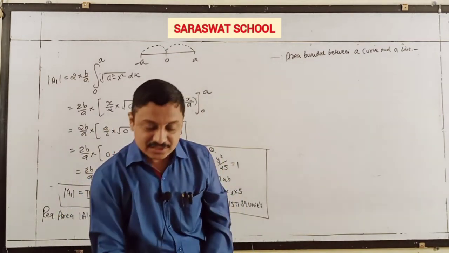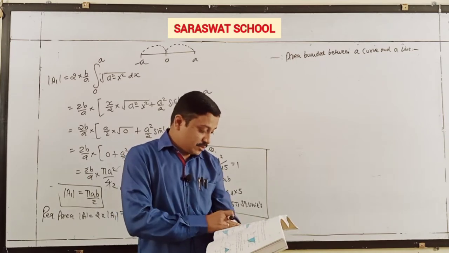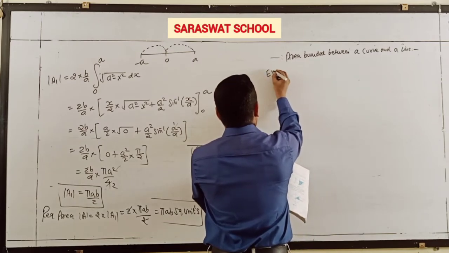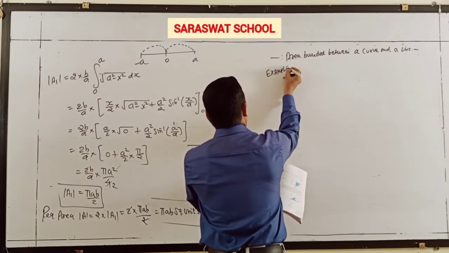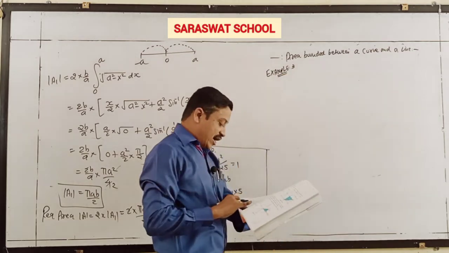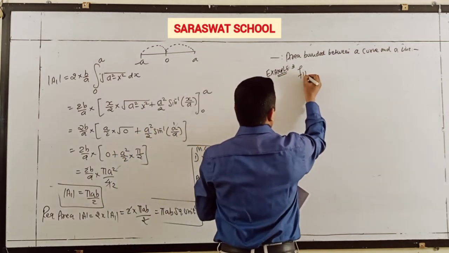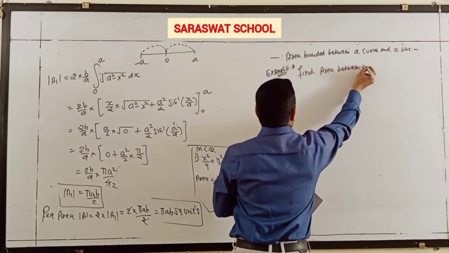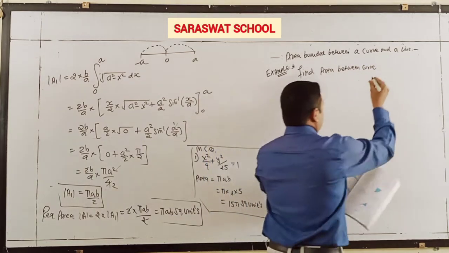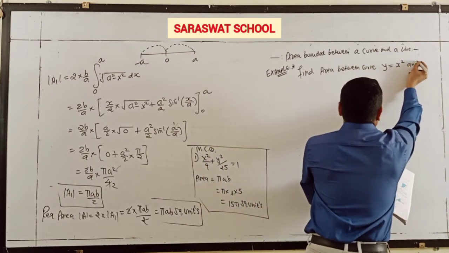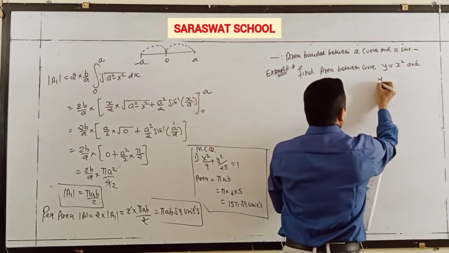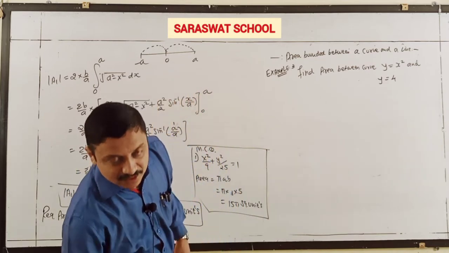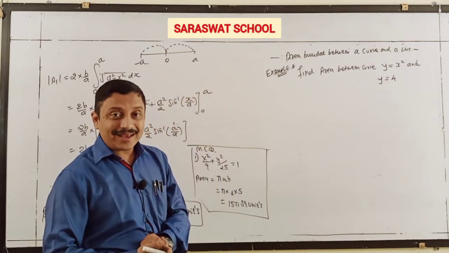So I continue, students, my example, the third one. Question is there. Example 3. Find area between the curve y is equal to x square and second y is equal to 4. Yes, between only a curve and a line given. Very simple. First the curve, and second the line.